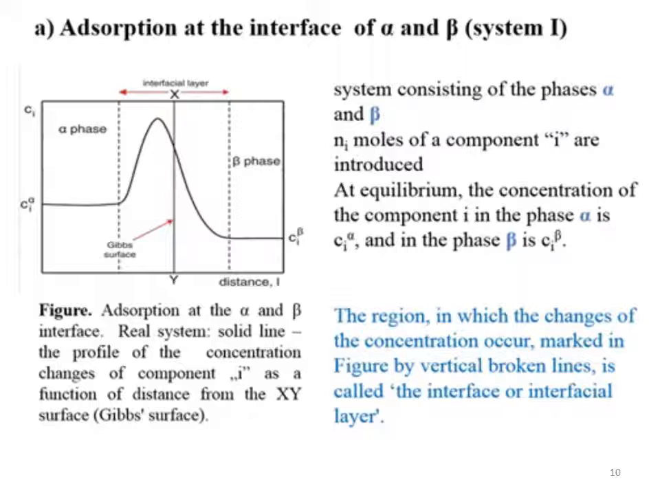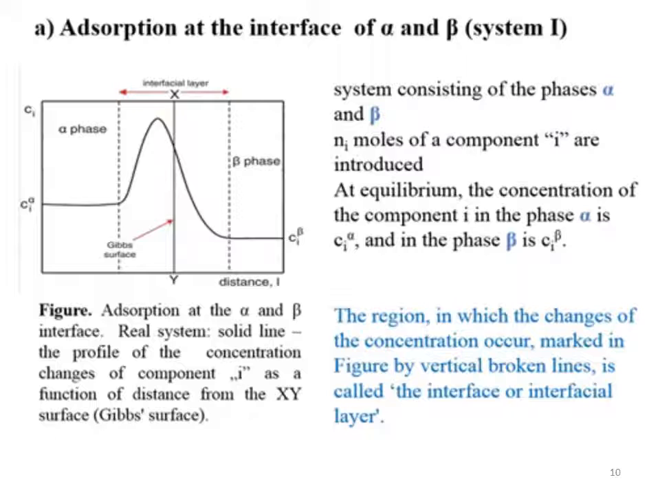So the alpha phase and beta phase are two different phases, meaning two immiscible phases. When we talk about the interfacial layer, it is between the dotted lines, and the red arrows show the interfacial layer. The line X and Y is showing the Gibbs surface. Basically, the Gibbs surface is the interfacial region, the region where the concentration changes. How does the concentration change? Here we will see in the diagram.